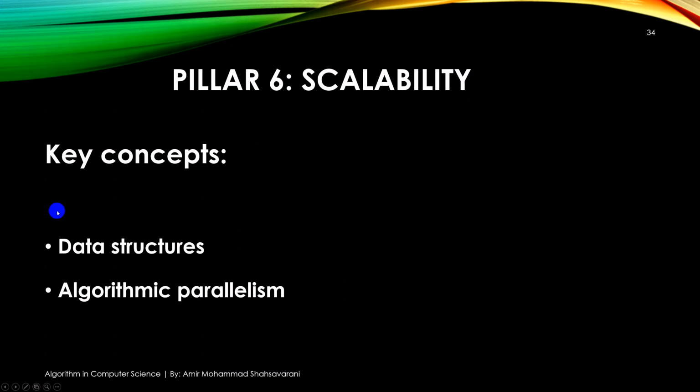Okay, the third key concept in this pillar, the fixed category of scalability, is distributed algorithms. Distributed algorithms refer to algorithms designed for execution on multiple machines or nodes. These sorts of algorithms, distributed algorithms, are often used in cloud computing or grid computing settings.